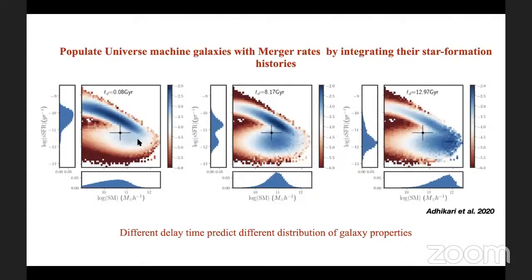And so this is just a figure showing how your host galaxies would move in this plane of specific star formation rate and stellar mass when you change your underlying delay time parameters in the model. And we can use these simulations to use the distribution of galaxies to constrain the model, if you were to ever measure a population of galaxies with hosts around them.